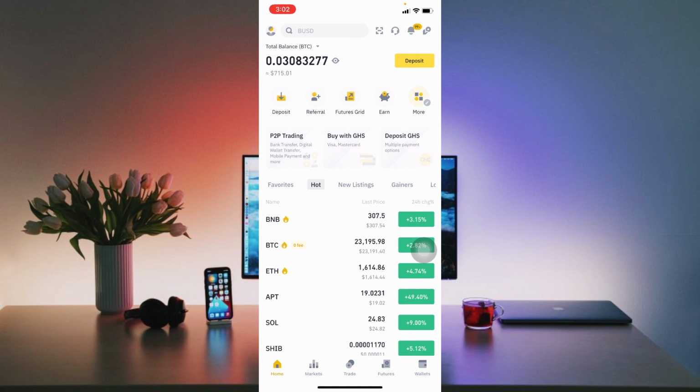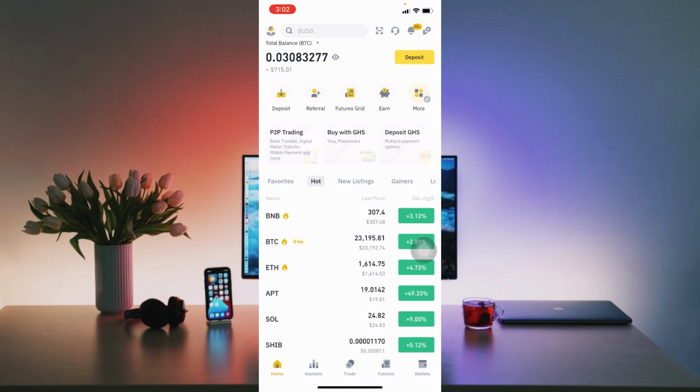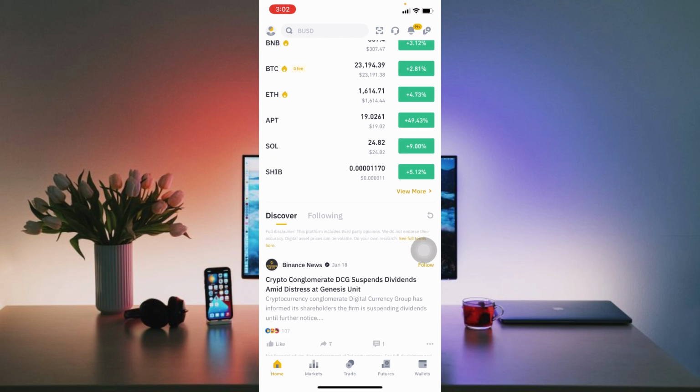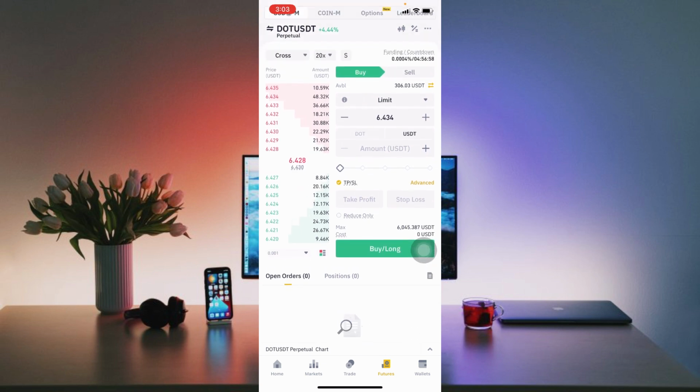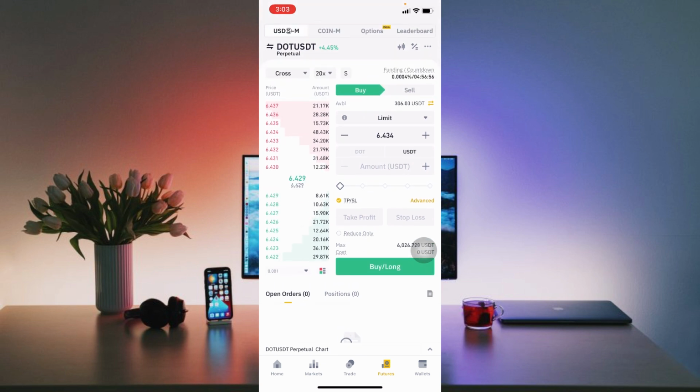So after doing this, what you need to do next is you need to fund your Binance Futures wallet. So if you go to my Futures wallet, you can see I have 306 USDT right now in my Binance Futures wallet. I'm going to be showing you how you can make $50 to $100 using my strategy. So please make sure you pay attention, and if you have questions, just comment down below.